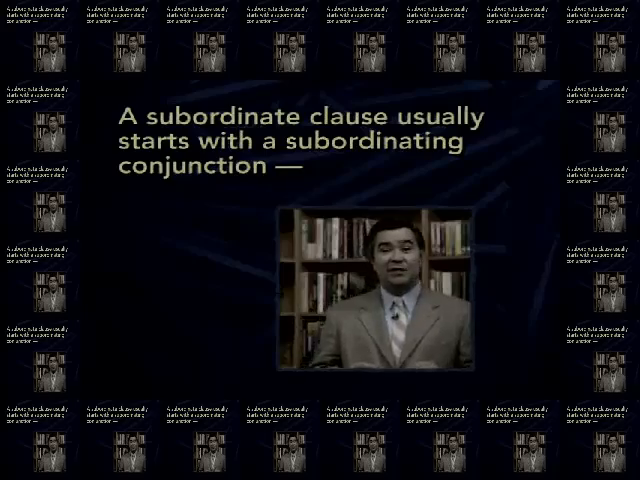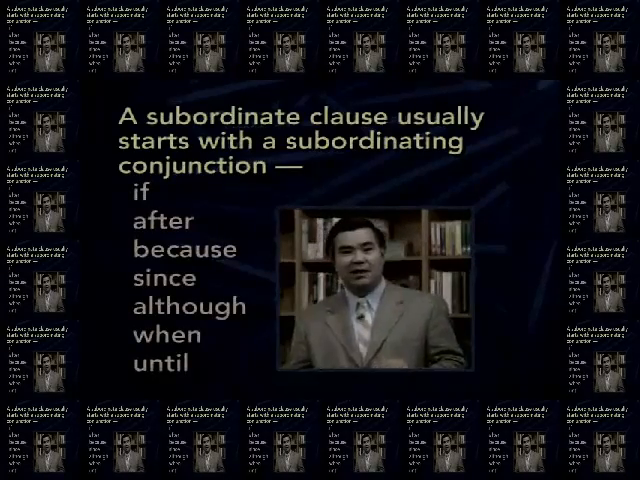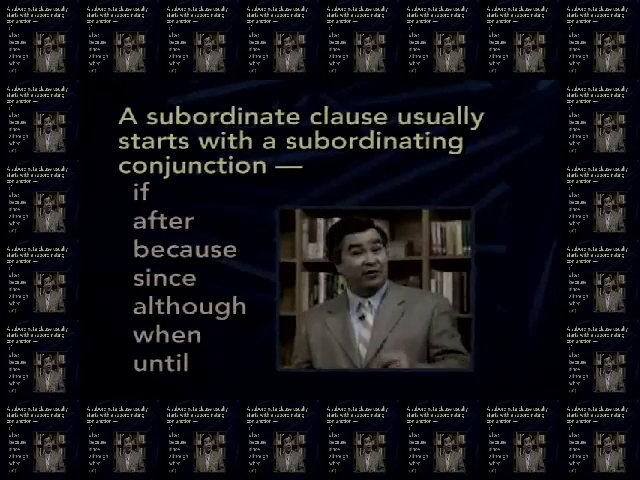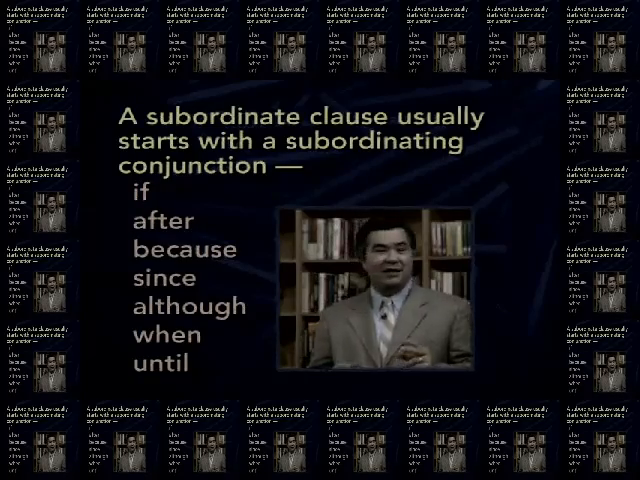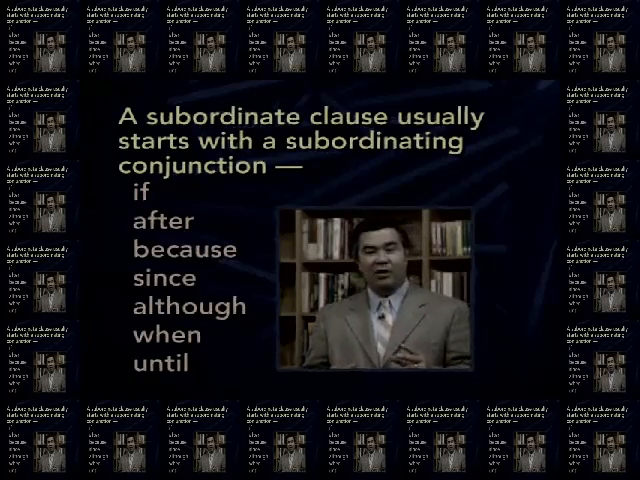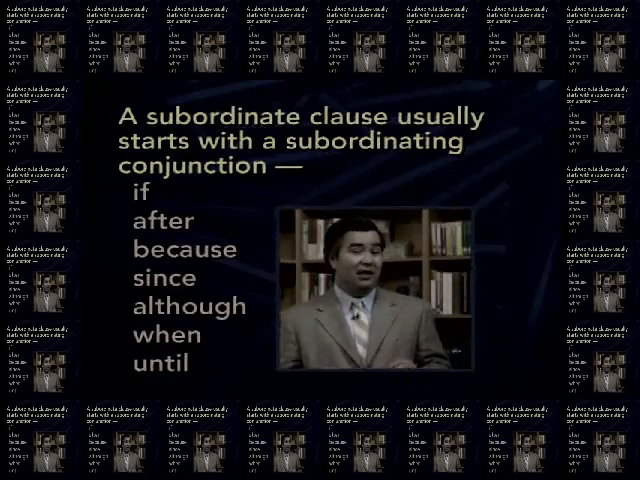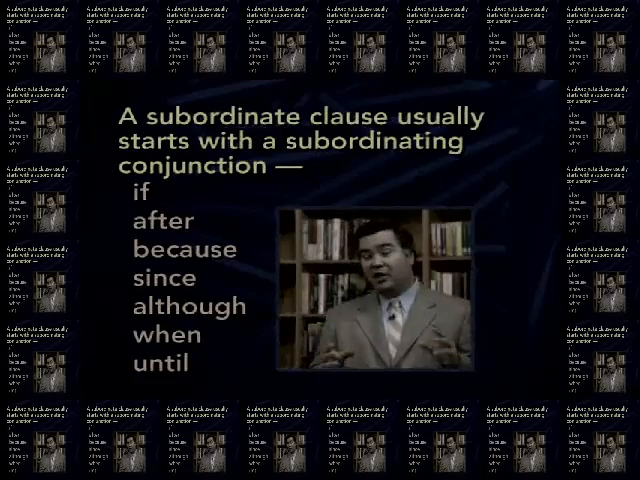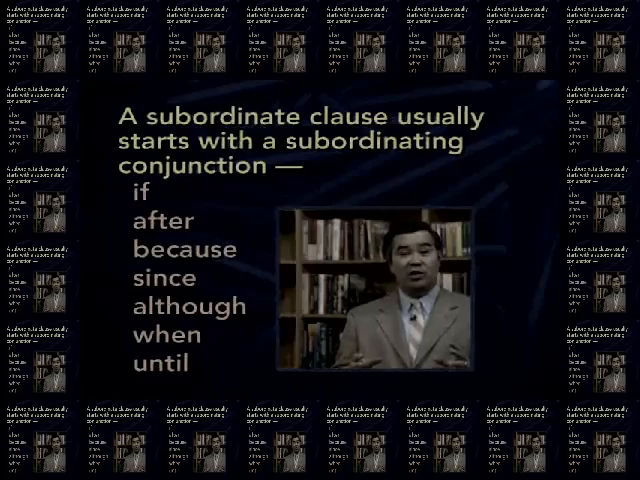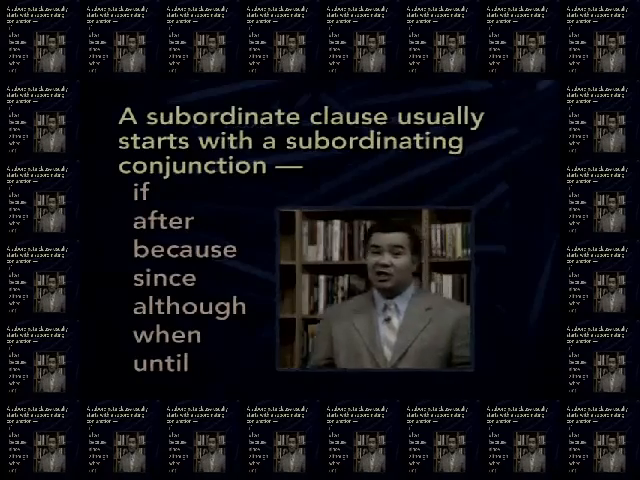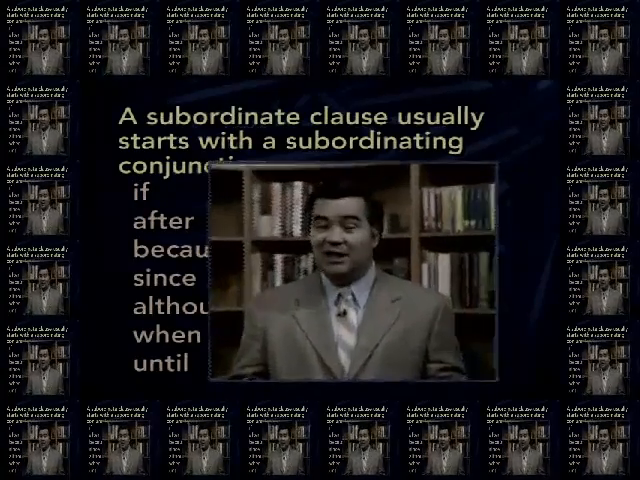Here are some examples of subordinating conjunctions: if, after, because, since, although, when, until. Normally, a clause that begins with one of these words, one of these subordinating conjunctions, can't stand alone as a sentence because it won't express a complete thought. Therefore, we consider it a subordinate clause. Take a look at this example.